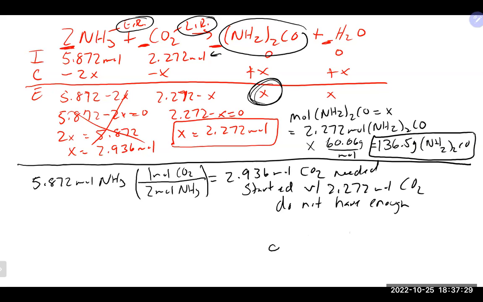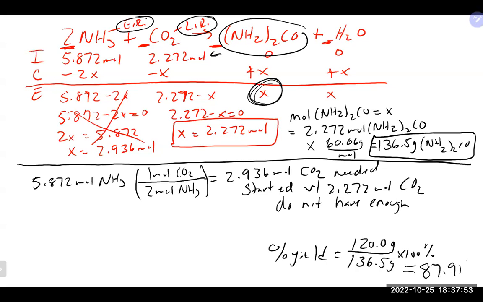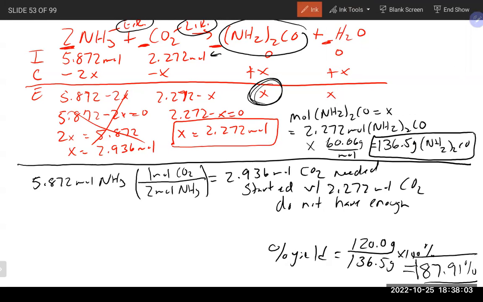So we can calculate our percent yield here. Our percent yield would be our actual 120 grams, I believe, divided by our theoretical 136.5 times 100%. That gets you 120 divided by 136.5 times 100, about 87.91%. Still not terrible. Okay. Any questions on that?